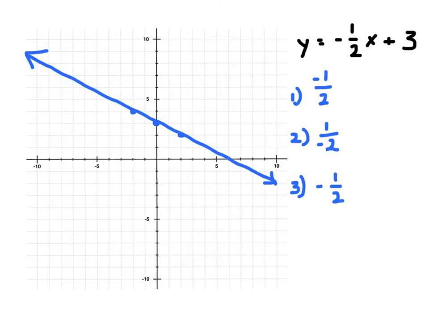And so that's it for this equation. In the next video, we'll look at a related example in which the slope is negative and a whole number.